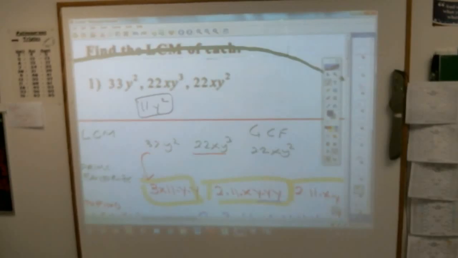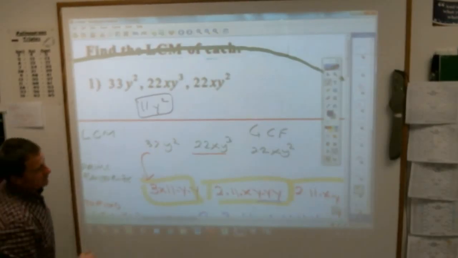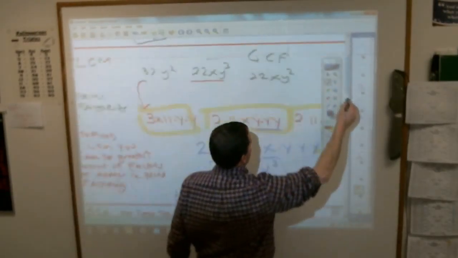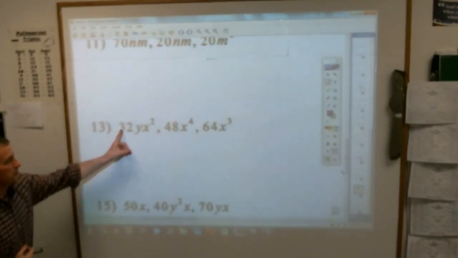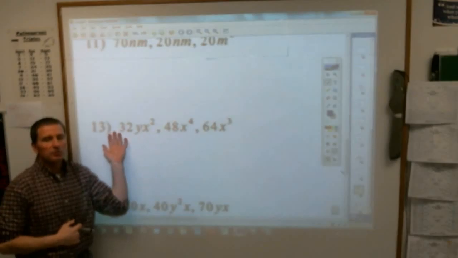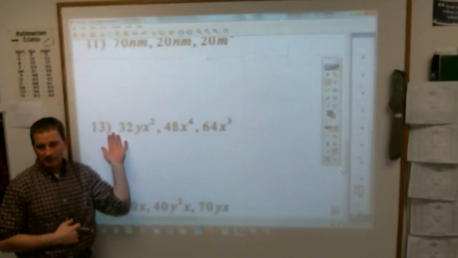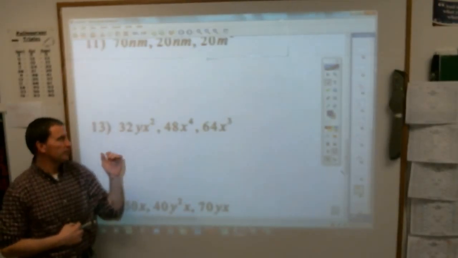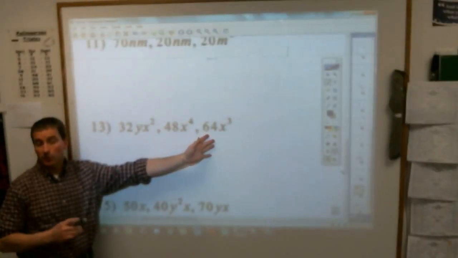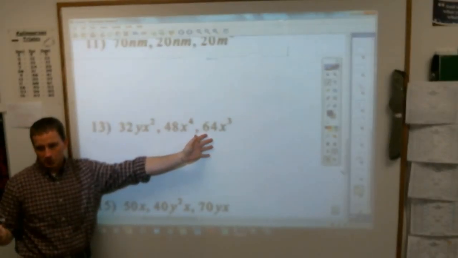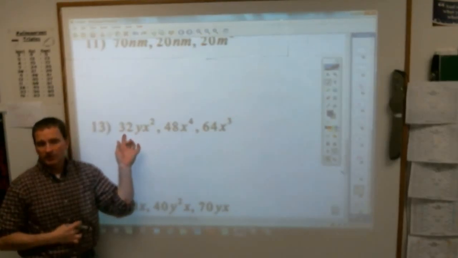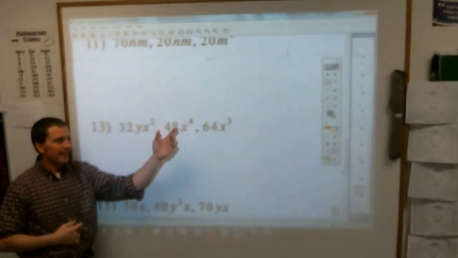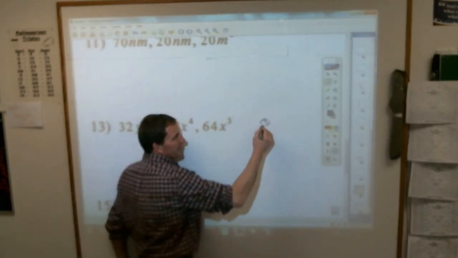Now let's try a couple. Let's go down to the bottom of your worksheet. Let's just do this one. First of all, you might be able to tell me what the greatest common factor is by just looking at this. You look at the numbers 32, 48, and 64. What's the biggest number you can get out of those? 12 doesn't go into 32. 8 is the biggest number you can get out of all of them.